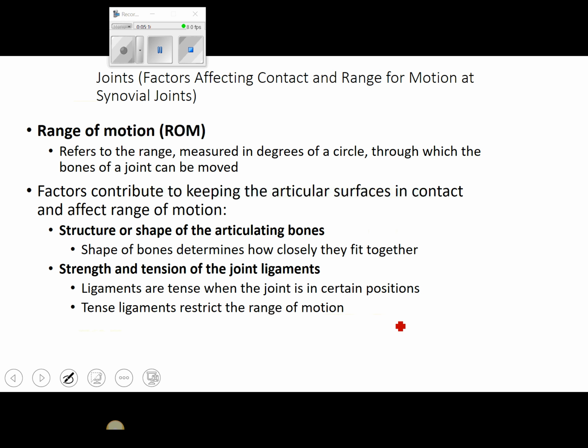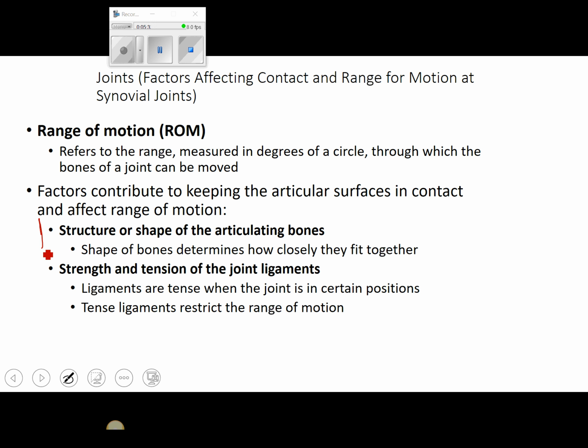Range of motion refers to the range measured in degrees of a circle through which the bones of a joint can be moved. Here are some factors that contribute to keeping the articular surfaces in contact and affect the range of motion. So you have actually six that we're going to go over, 6 factors. So the first one here, of course, is the structure or shape of the articulating bones.